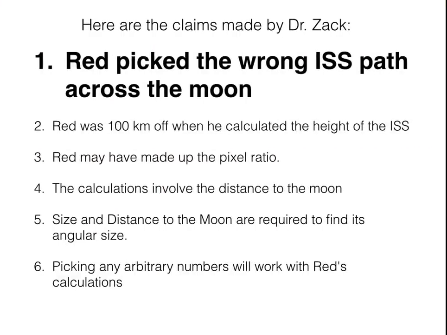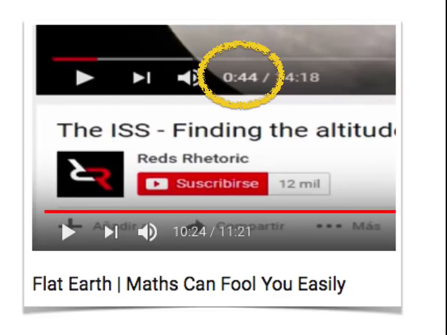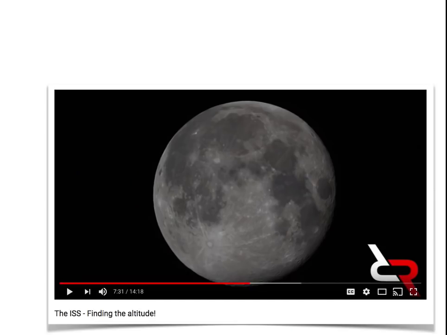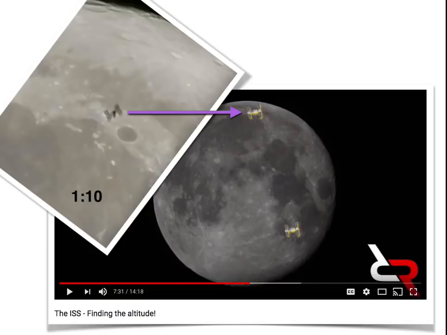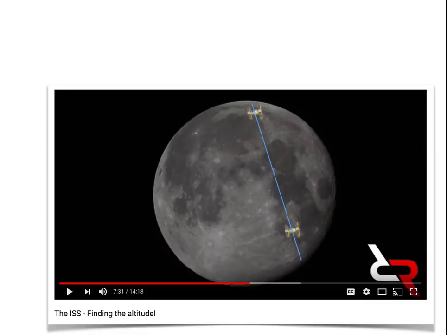All right. Number 1, you claimed that Red picked the wrong ISS path. Let's examine this claim. Now, just to make him a little bit angry, let's skip to 44 seconds and pause. Now memorize the track. Okay, so I did just that. I went to 44 seconds, and then I captured a couple sightings, frame by frame, putting the ISS on the moon. I was very carefully looking at those craters and stuff. So that's the first pass.